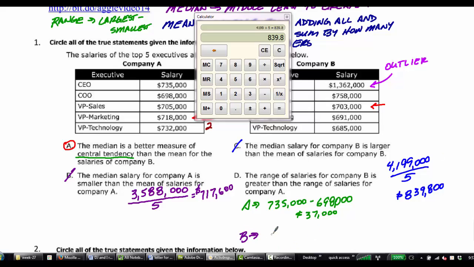When we get to B, we can see that that range is quite a bit larger. That range is 1,362,000 minus our smallest number, which is 685,000. So 1,362,000 minus 685,000 equals, wow, $677,000. The range of B is definitely bigger than the range of A.